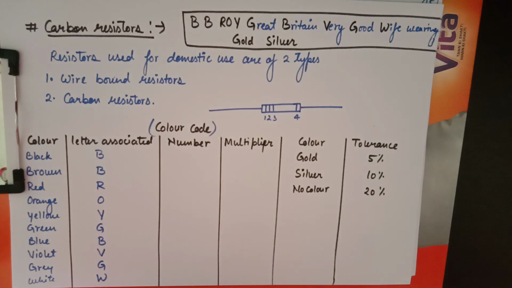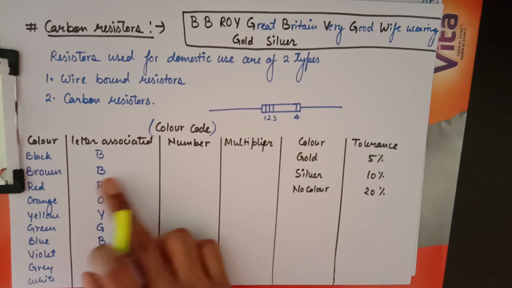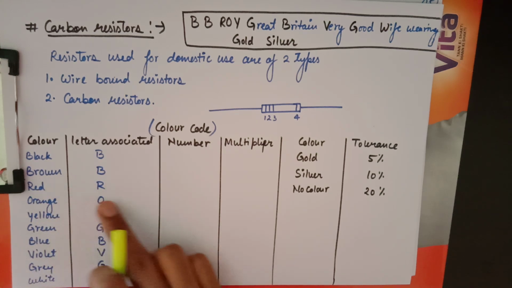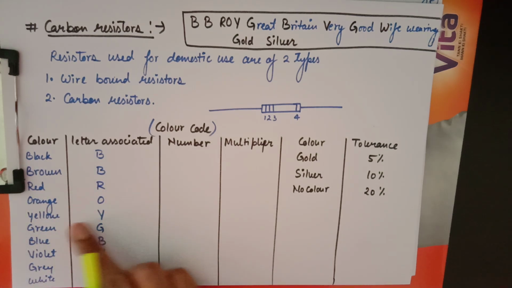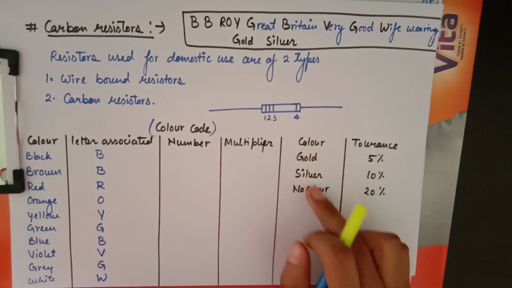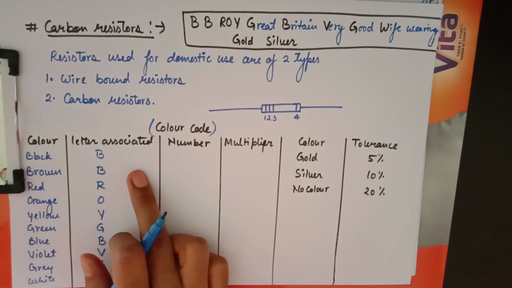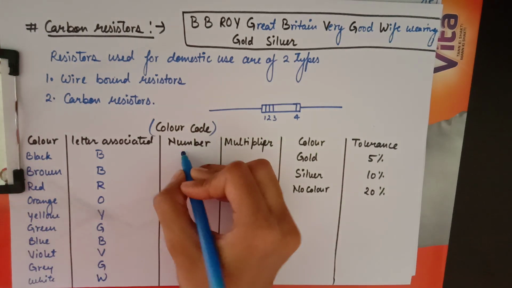Okay. So first B is for black, next B is for brown, R is for red, O for orange, Y for yellow, G for green, B for blue, violet is for V, grey G, then white, then gold, silver and no color. So the number which these colors will indicate will start from 0.